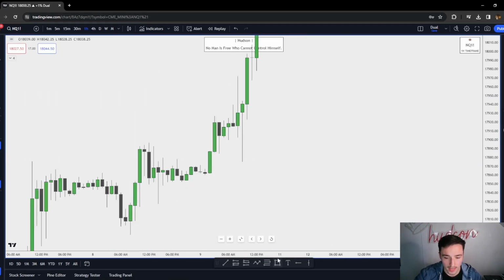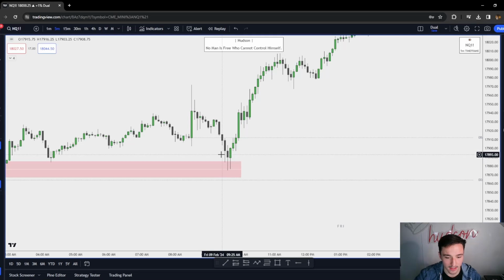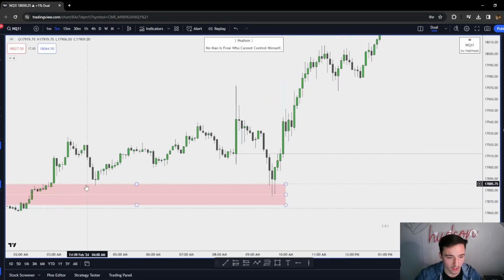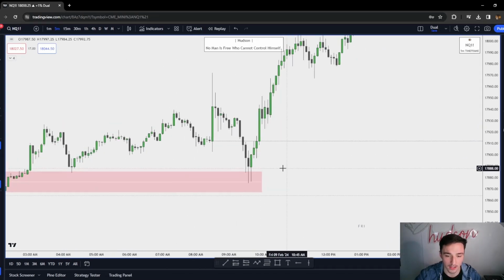So right here, we see this hourly fair value gap. Right here at market open at 9:30, whenever we tap into this, we have a low over here. So what does that mean? This is where smart money likes to accumulate orders below old lows. They're pairing their orders below an old low inside of a higher time frame fair value gap.